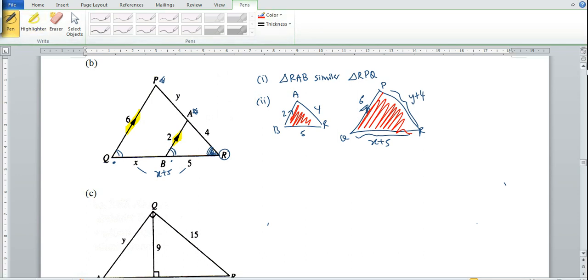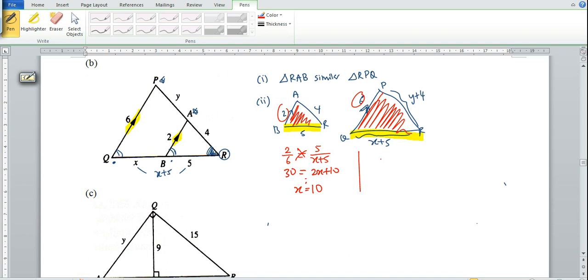Based on this, let me start with writing the sides that have both numbers 2 and 6, and let me solve for x first. So 2 over 6 is equal to 5 over x plus 5, because in my drawing I have already arranged the corresponding sides to be in the same position. So small over big, small over big. If I cross multiply, 30 is equal to 2x plus 10. If I solve this, x is going to be 10 units.